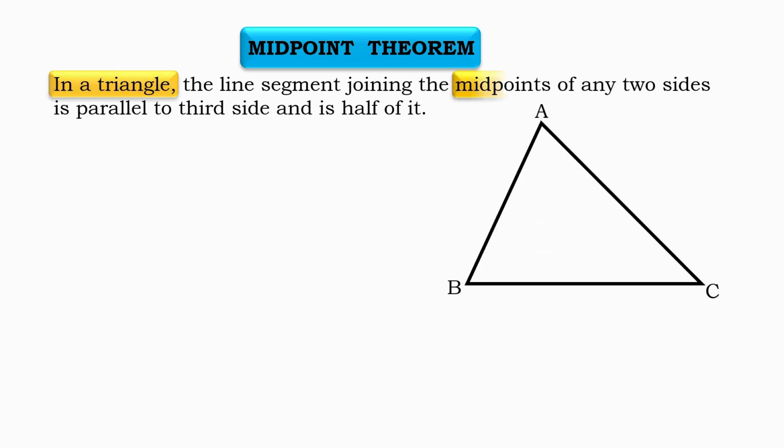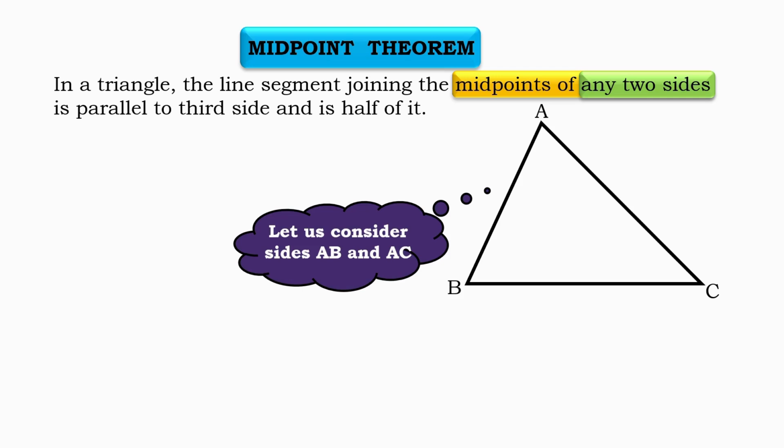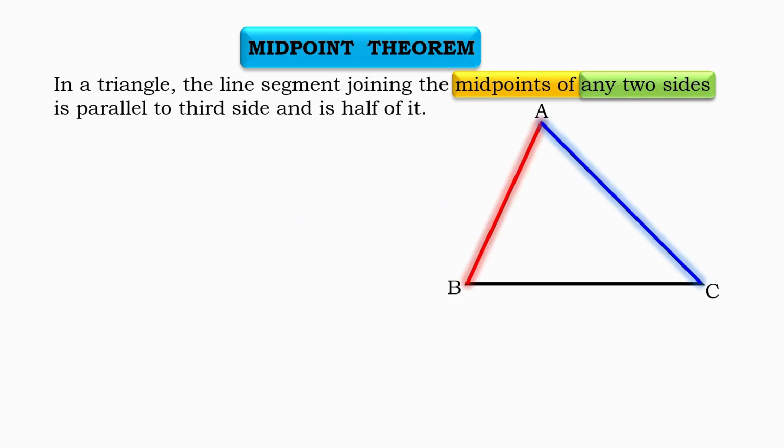So let us draw a triangle. Now, the midpoints of any two sides. Let us name the triangle as ABC, and consider the two sides as AB and AC. Now we need to mark the midpoints. So let's mark it P. Midpoint means BP equals PA, and similarly we will mark a midpoint Q on the side AC, where AQ equals QC.